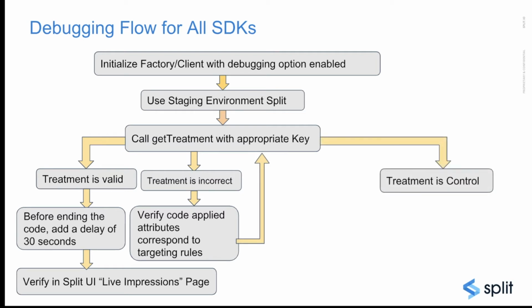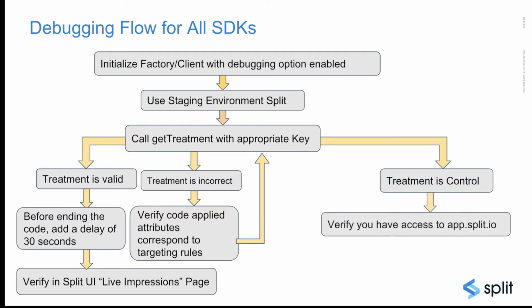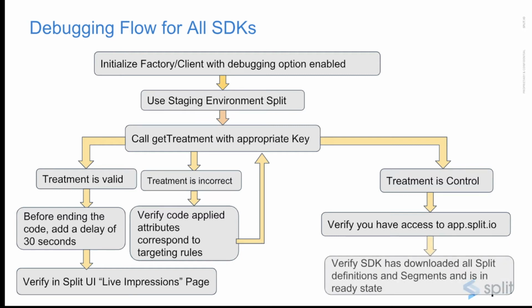Now the third option is if the treatment we get back is control. The control treatment can happen if the SDK on the client side does not have access to the Split cloud. So obviously we need to make sure that your client network does have access to app.split.io.